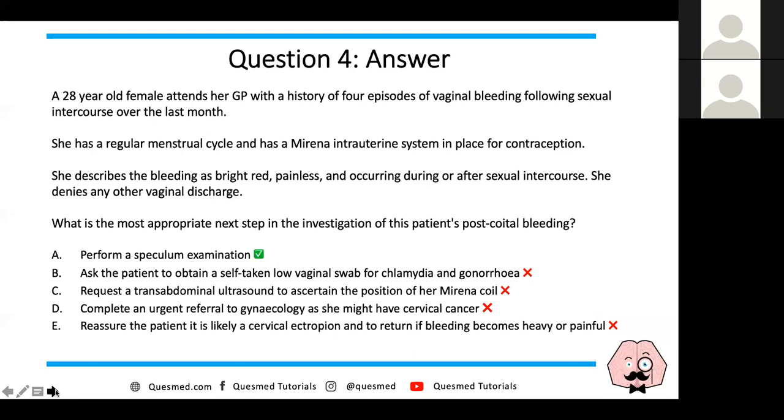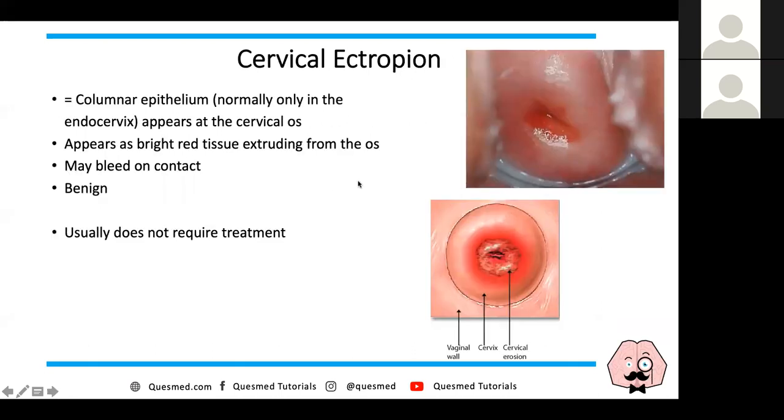So let me talk a bit about a cervical ectropion. Cervical ectropion is where the columnar epithelium, which normally is inside the cervix, pops out at the cervical os, and it appears as a sort of bright red halo just around the os, and it might bleed on contact. You'll see this quite easily with a speculum, and when you're taking your swabs, if you gently touch that area, you might find that it bleeds on contact.